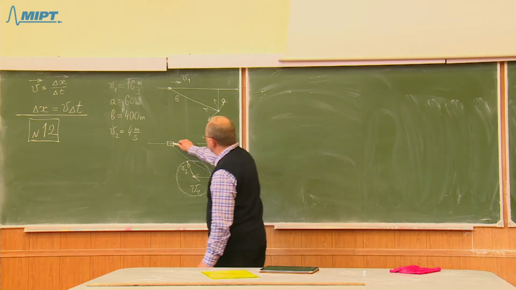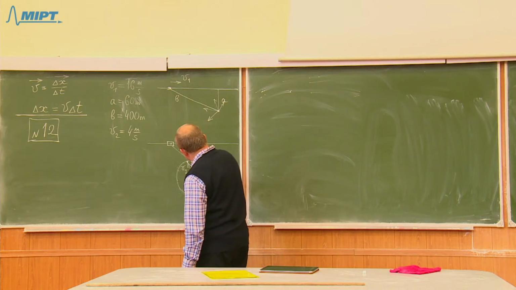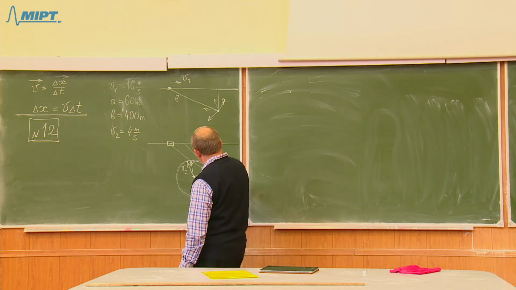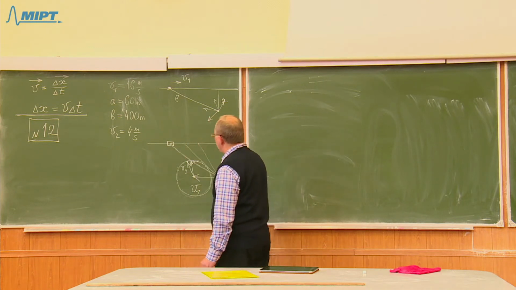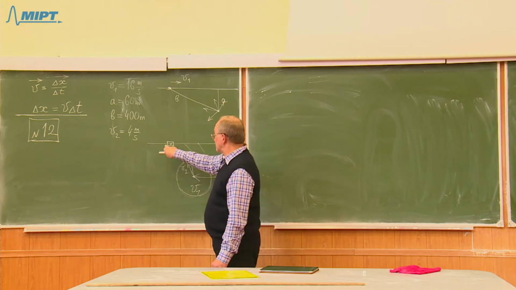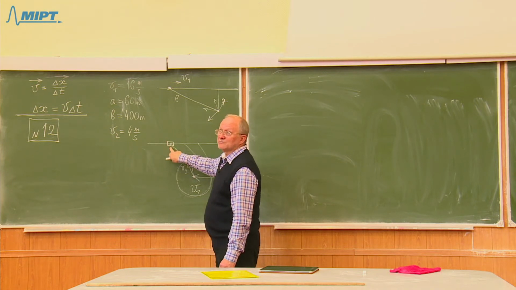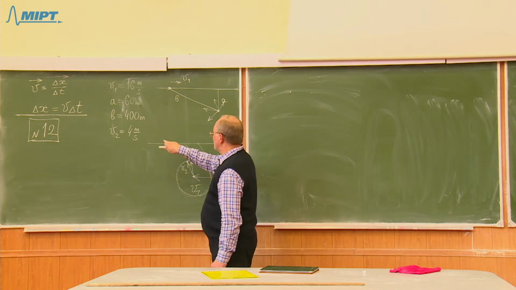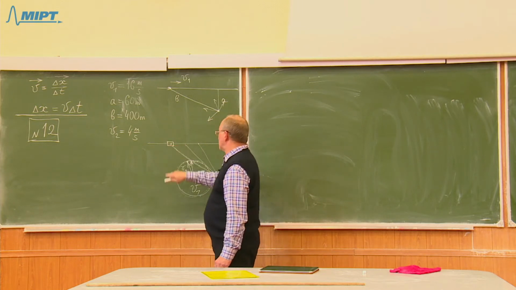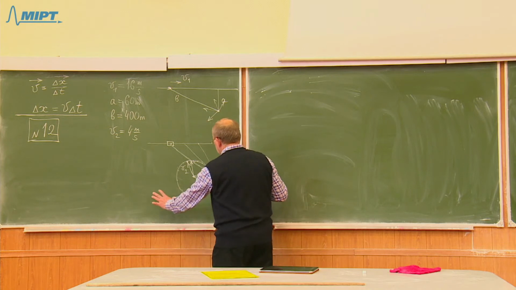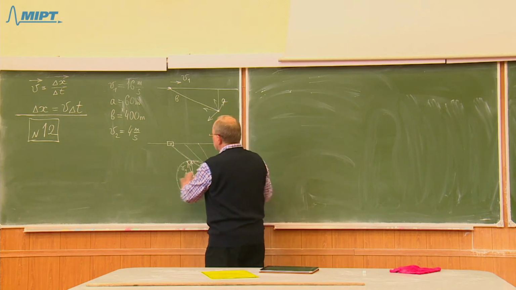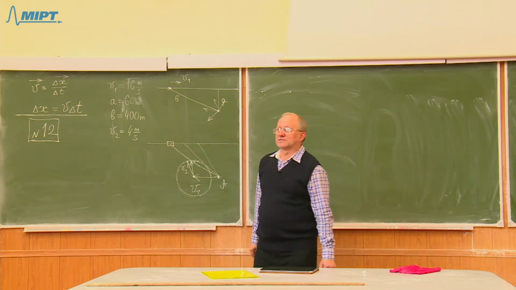In order to catch the bus, the man should run in a direction such that he will be on this line connecting point A and the bus. The bus is at standstill here, at rest, because we are in the reference frame related to the bus. The bus is at rest, and all other objects move: the field, the road, the man, everything is moving, but the bus is at rest.